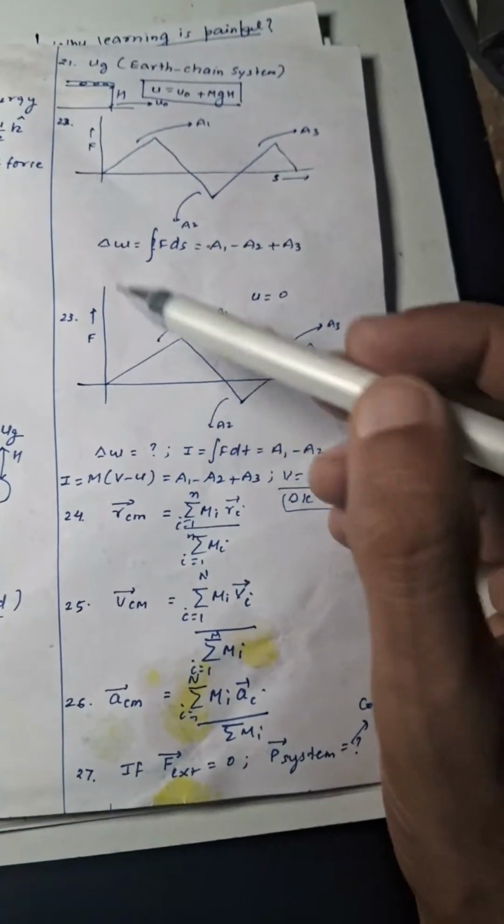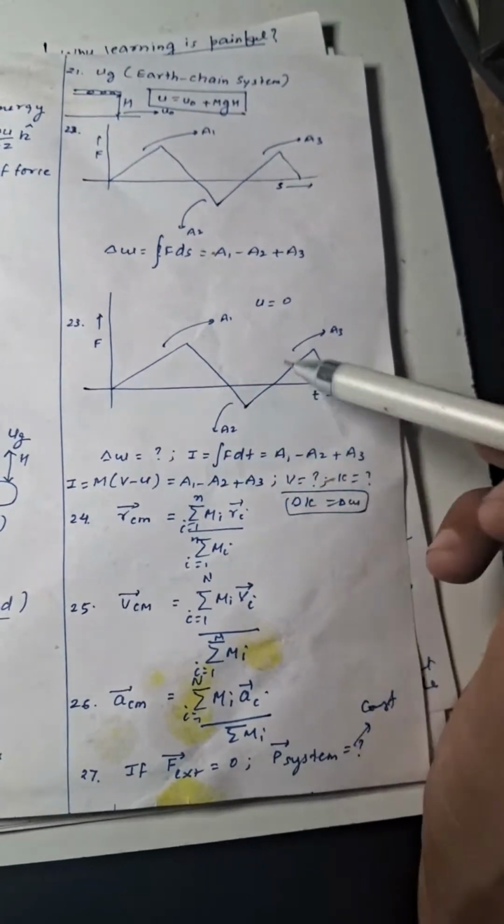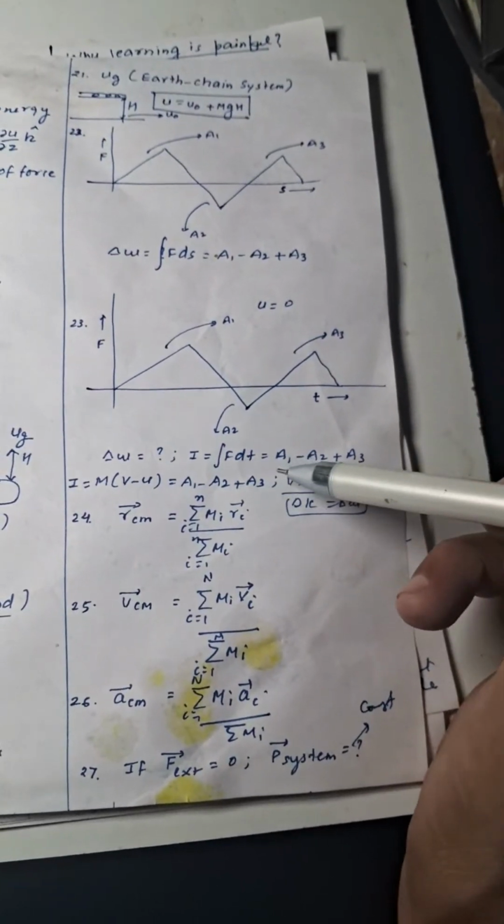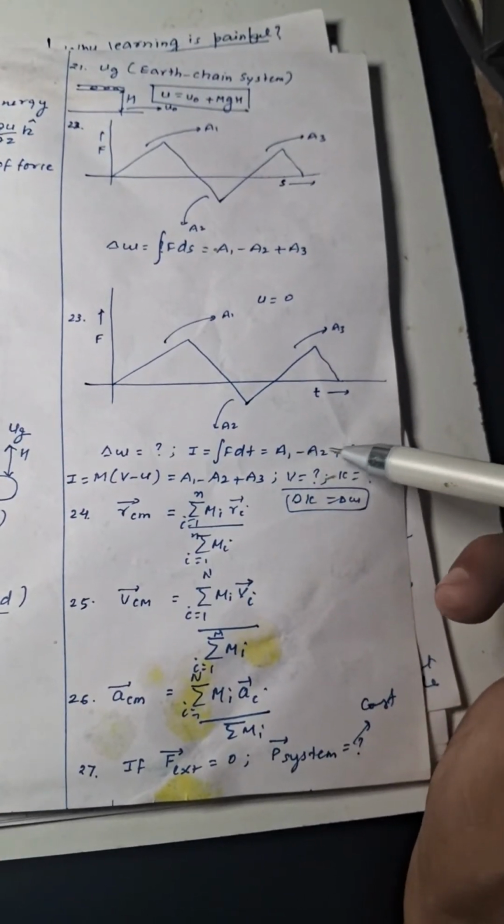Then there is another concept of finding work done by the ft graph. So from ft graph you can find the impulse, which is integration f dt, which is a1 minus a2 plus a3.